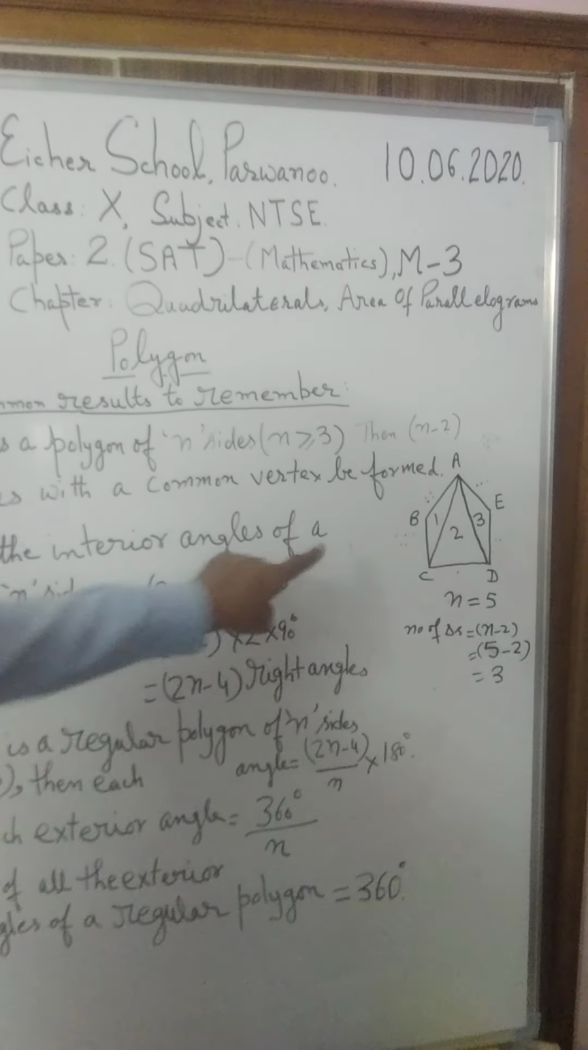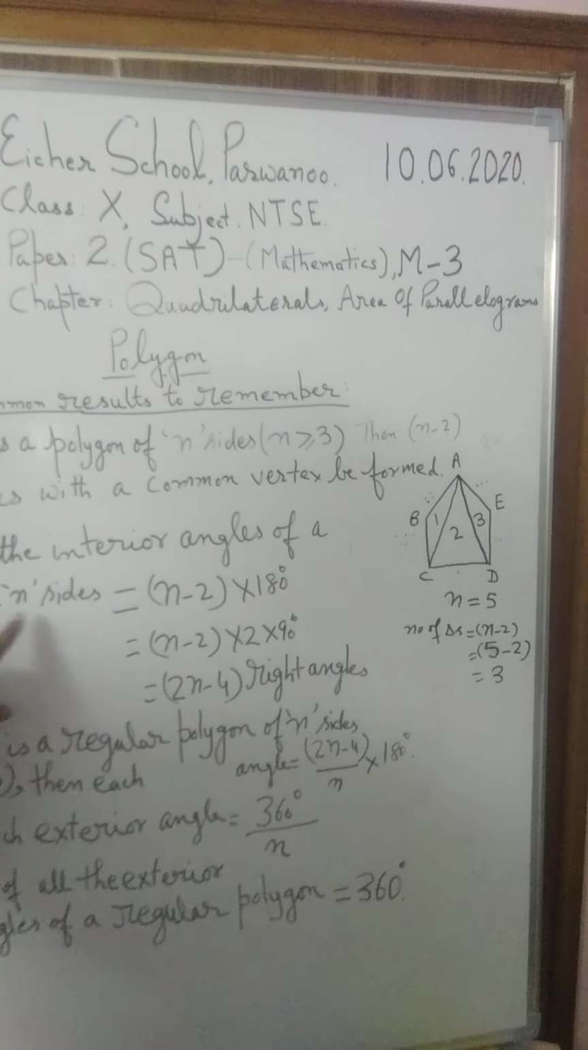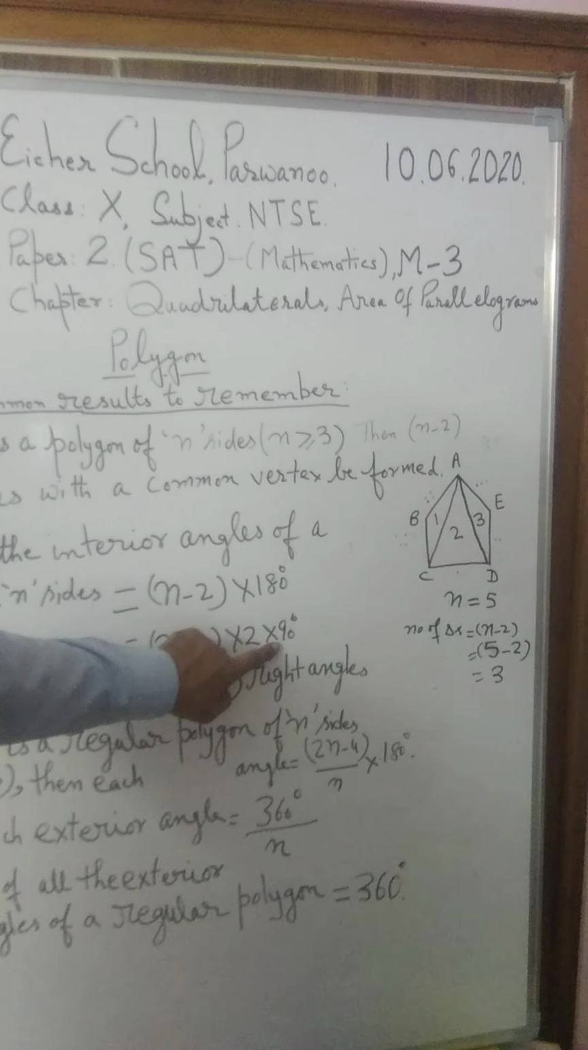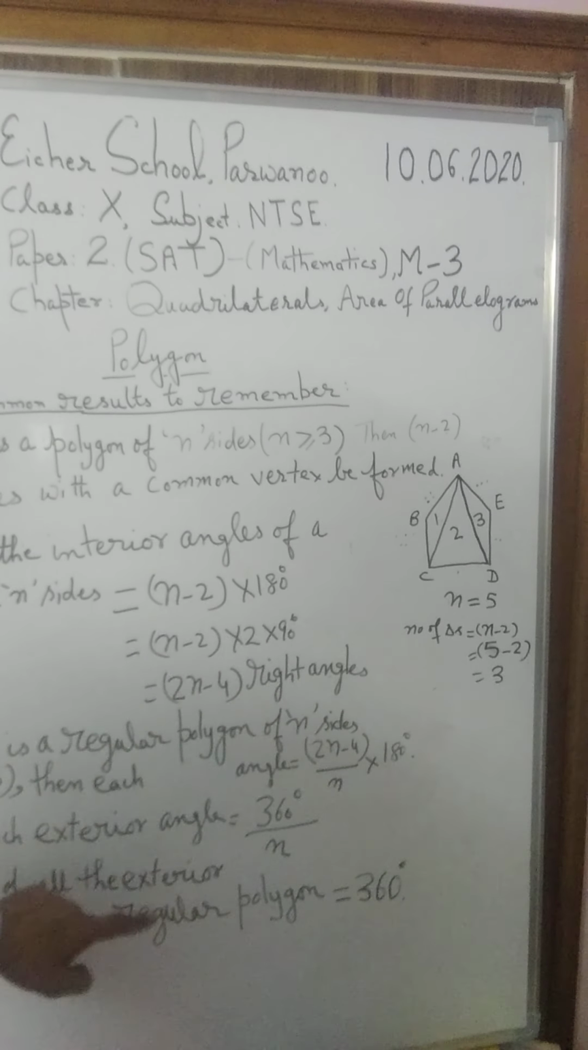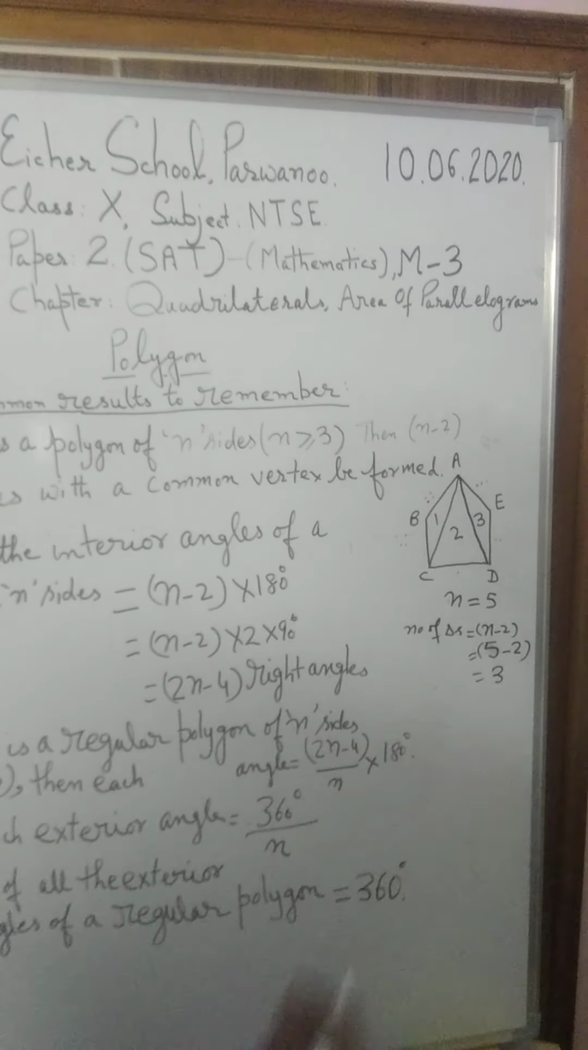Now come to the second property. The sum of the interior angles of a polygon of n sides will be equal to n minus 2 into 180 degrees. That is equal to n minus 2 into 2 multiplied by 90 degrees, that is equal to 2n minus 4 right angles.